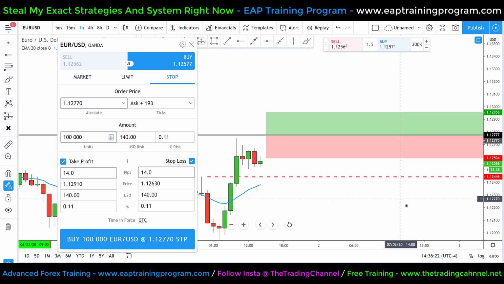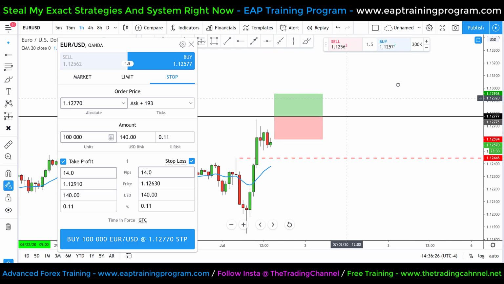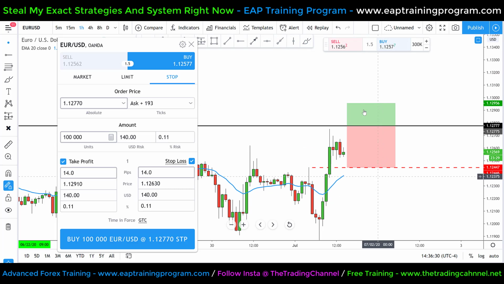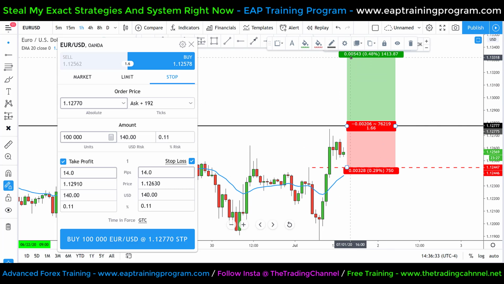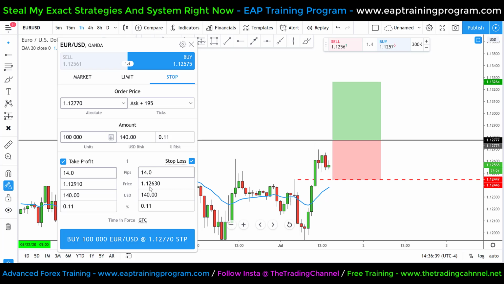So we have our entry. We want to enter the market at 1.1277. We have our stop loss price below the lows of those candles. So that would be right there. And let's say we want a 1.5-to-1 risk reward. There is a 1.5 right there. So now we can actually put in our stop loss price and our take profit price.